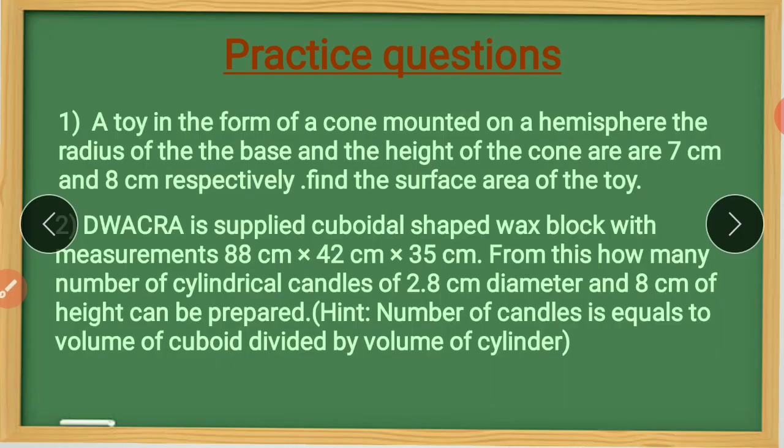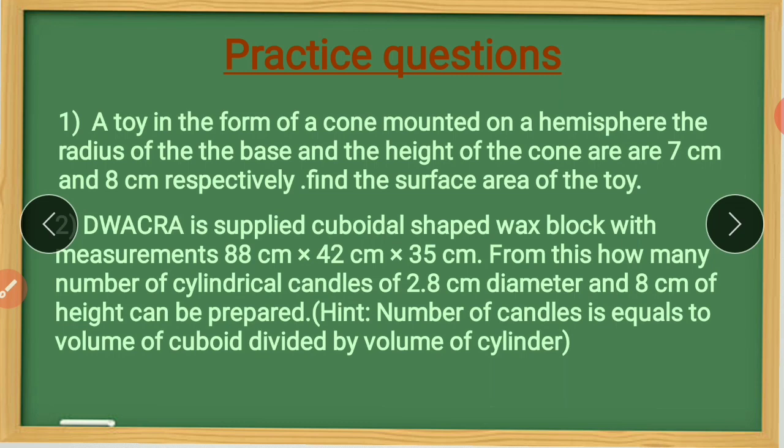Okay, right. See, here we have another two problems to practice. The first one is a toy in the form of a cone mounted on a hemisphere. The radius of the base and the height of the cone are 7 centimeters and 8 centimeters respectively. Find the surface area of the toy. This is a very simple thing, just try to do.